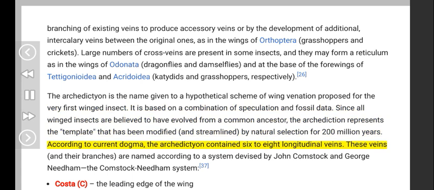According to current dogma, the archetype contains 6 to 8 longitudinal veins. Veins and their branches are named according to a system devised by John Comstock and George Needham, the Comstock-Needham system.